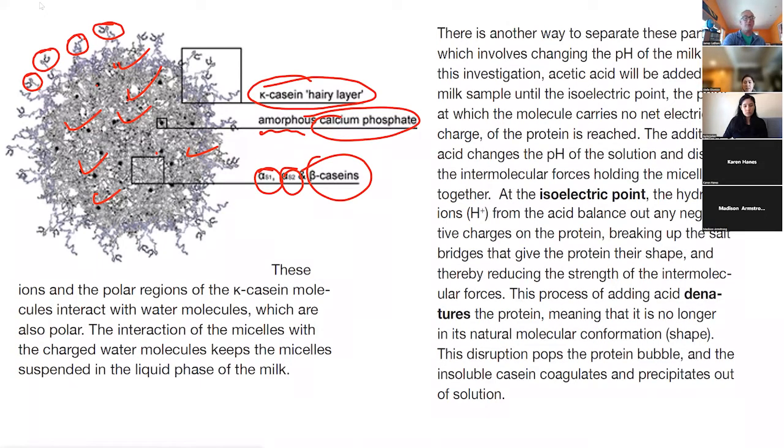can. So you have the polar regions on the outside interacting with water molecules and calcium phosphate, and then the interior basically is where all your hydrophobic side chains are buried. So you can separate these particles by changing the pH of the milk. And what we're going to be doing is adding acetic acid. And when we add acetic acid, what's going to happen to the pH? Is it going to go up or is it going to go down?